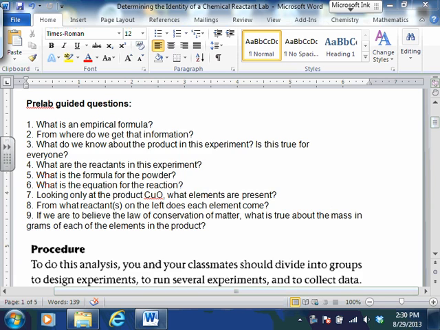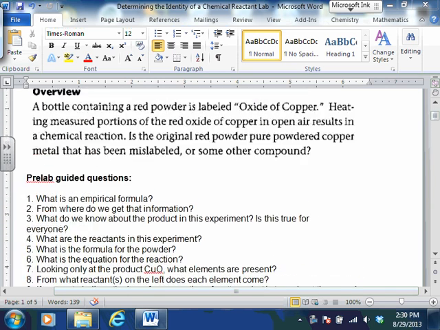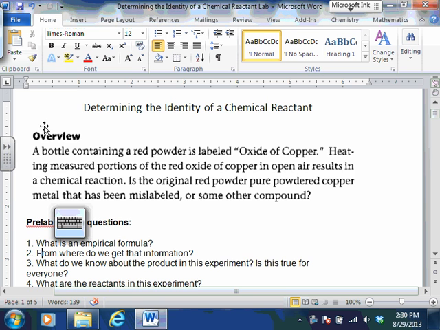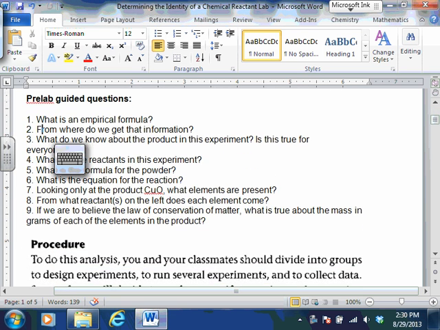We're going to talk about determining the identity of the chemical reaction or reactant lab that we're doing tomorrow. And mainly I want to focus on the pre-lab questions. I may talk a little bit about how to set up the procedure after we get done with the pre-lab questions. But I think you guys will have a better idea of what we're talking about after we go through these questions.